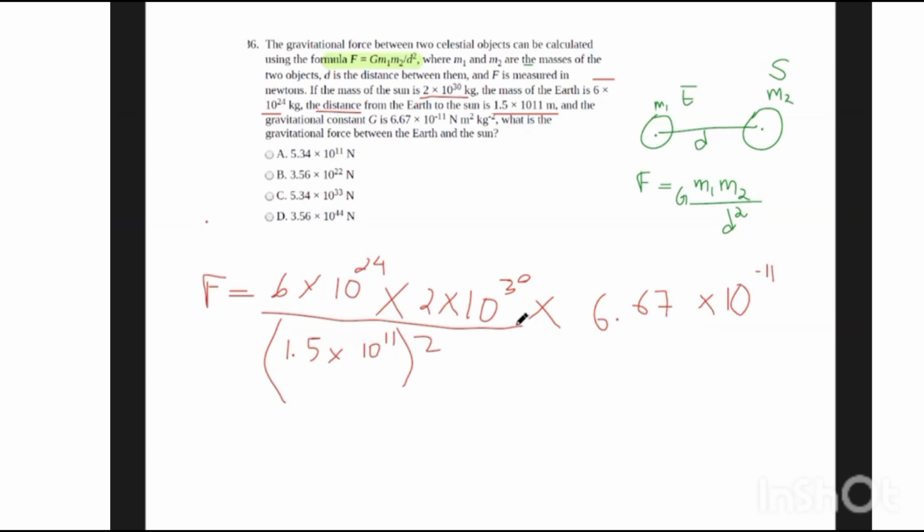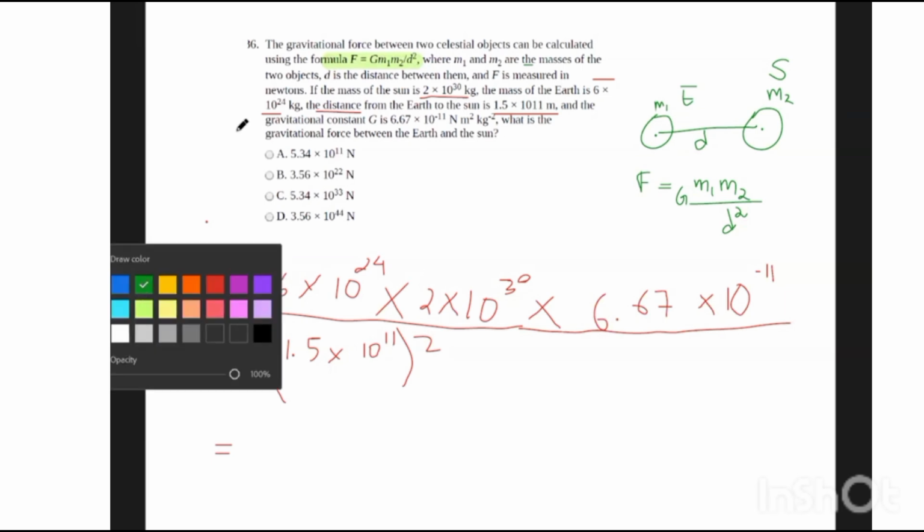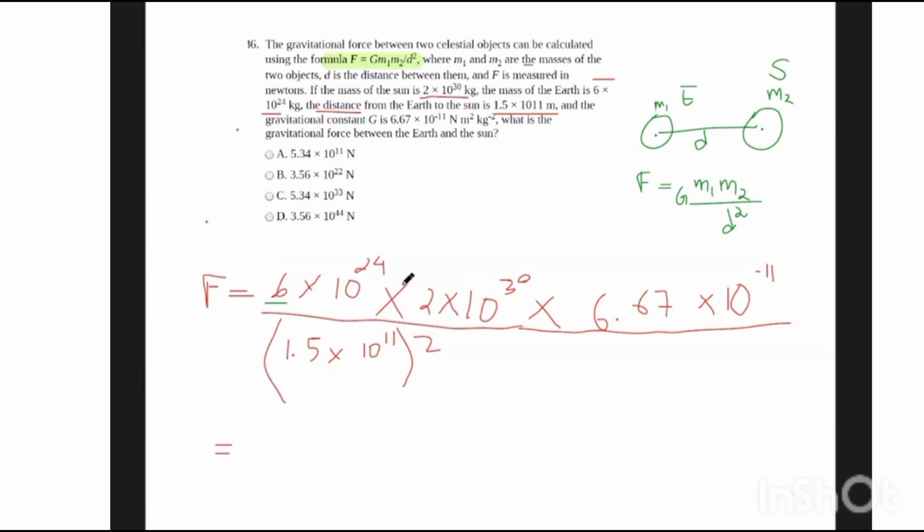Now we have all the numbers that we need for the calculation. Now we just need to multiply it. The easiest way to solve this is to collect all the numbers first, like the 6, the 2, and the 6.67. First multiply these numbers. So we have 6 times 2 times 6.67, divided by, see what's happening here. We are doing a square of it. Square means you multiply the number twice. So can I write 1.5 times 1.5?